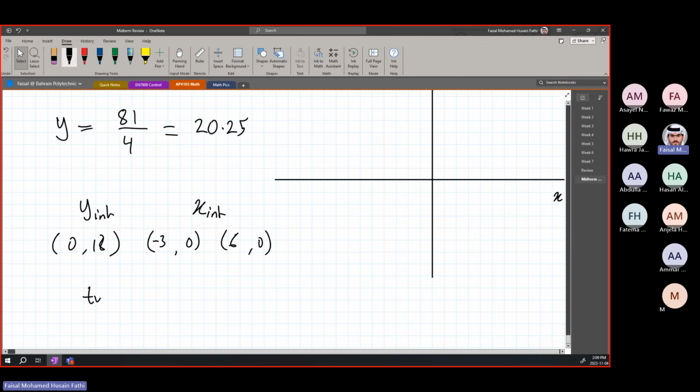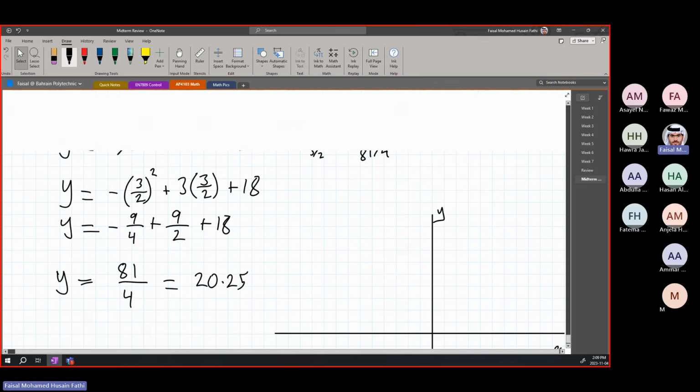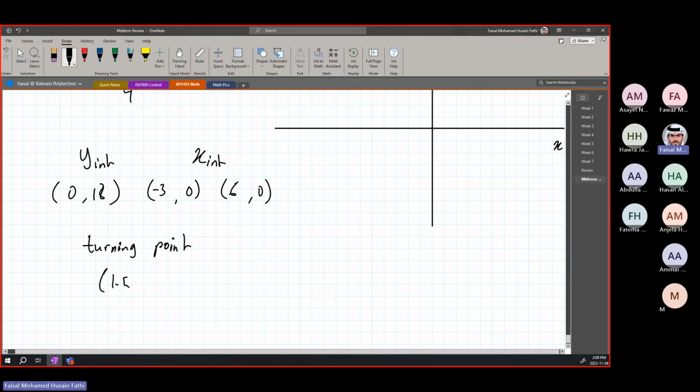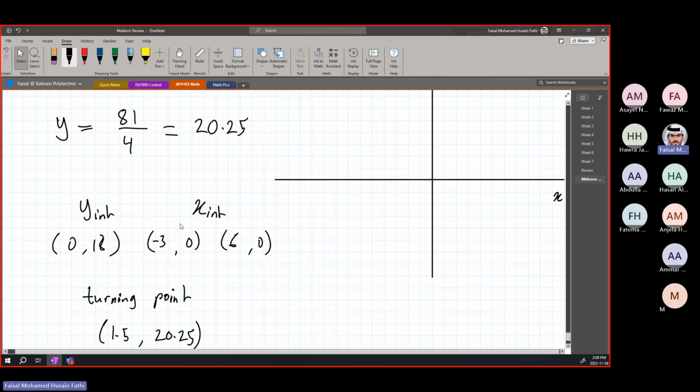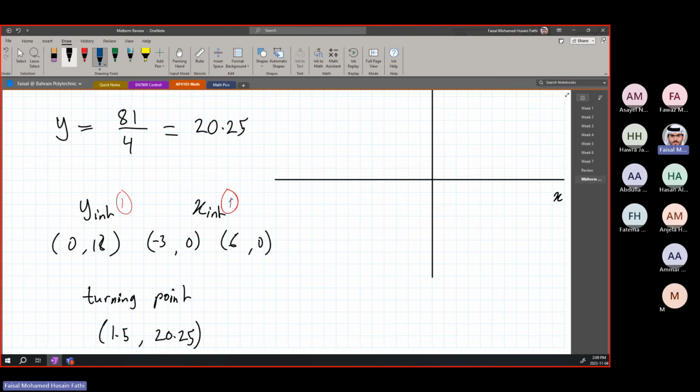And then our turning point is simply 1.5, or was it minus 1.5, and 20.25. So now we have all the points that we need. We first plot our y-intercept. So our y-intercept is going to be red, and our x-intercepts are also going to be red. Let's keep them also red. And then our turning point is going to be blue.